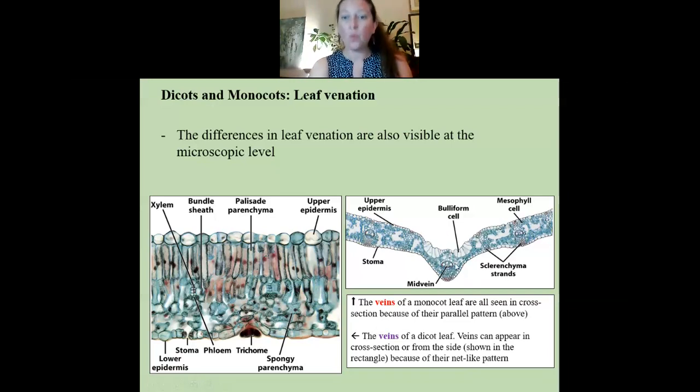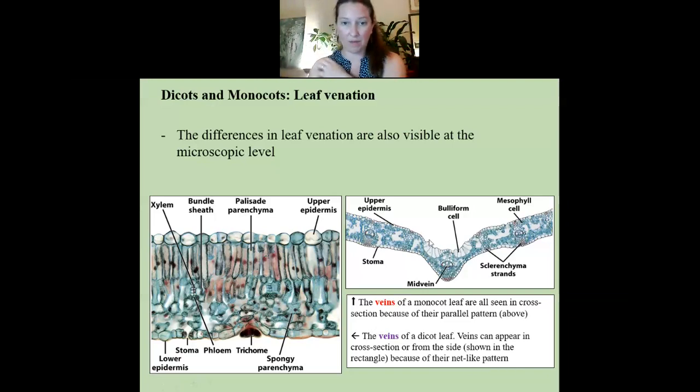leaf. Whereas if you have a dicot leaf where the veins are not parallel, I guess I should use the same orientation. The veins are like this, not parallel. If I was to do a cross section through the leaf, maybe one vein would be pointing at me, but then the other veins are going to be going off in different directions. So they're not all going to be pointing at me like they were in the monocot leaf. In the monocot leaf, they're all pointing at me because they're parallel.